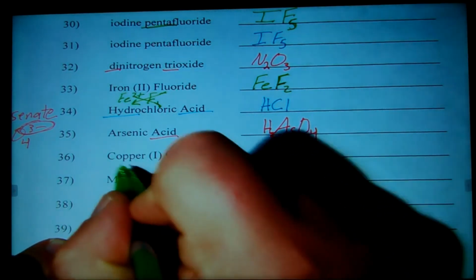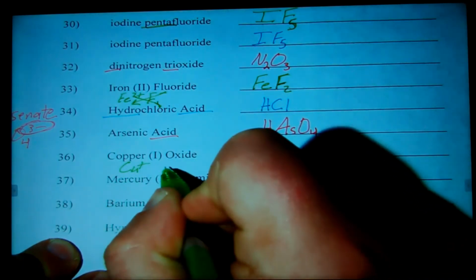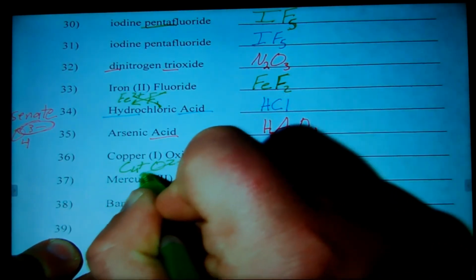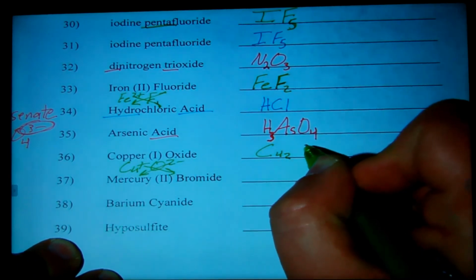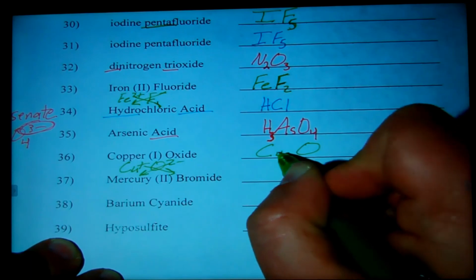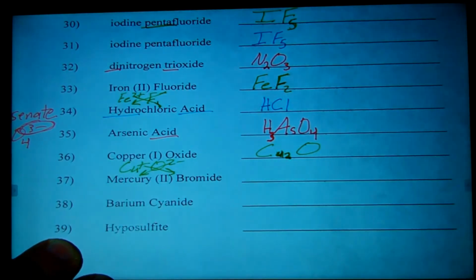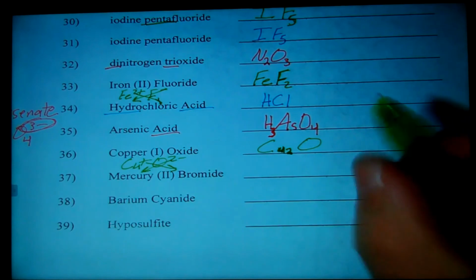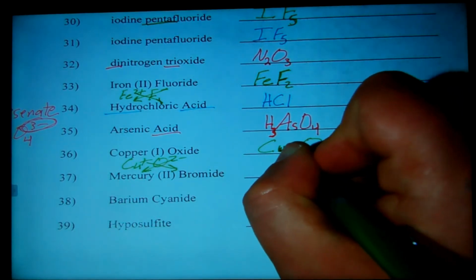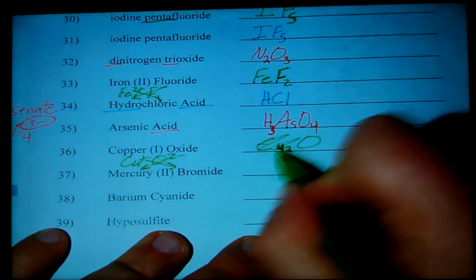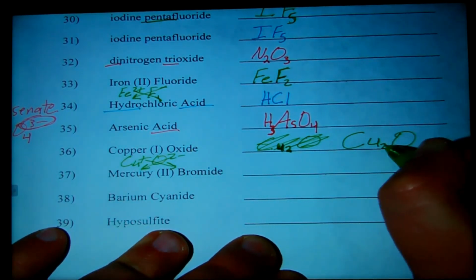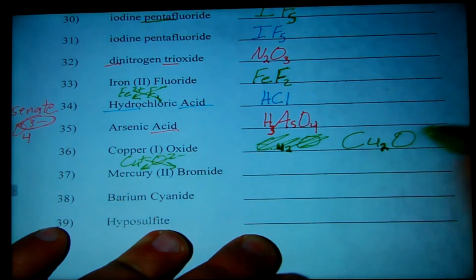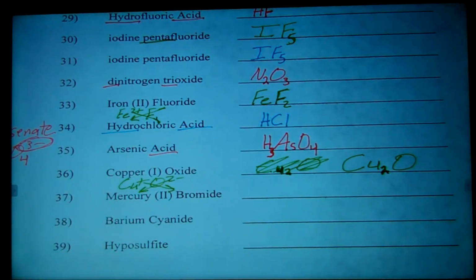36, copper 1 oxide. So we have Cu plus, oxide is O 2 negative, cross them over. Cu2O. That U does not look good at all. Rewrite that. Cu2O. I guess I just don't like that U and 2 sitting next to each other. I think you can tell the difference. Hopefully you can. Alright, 37.